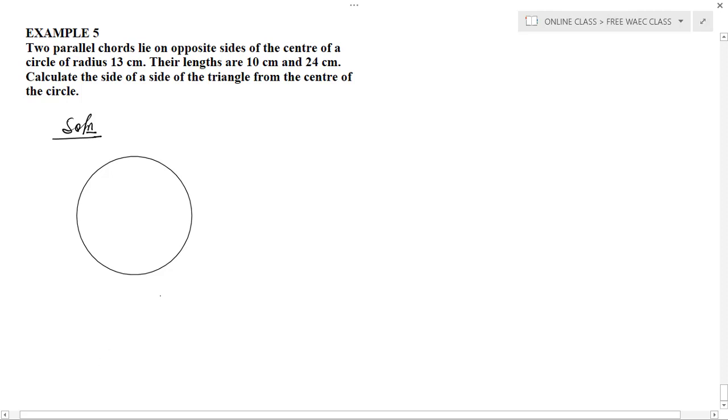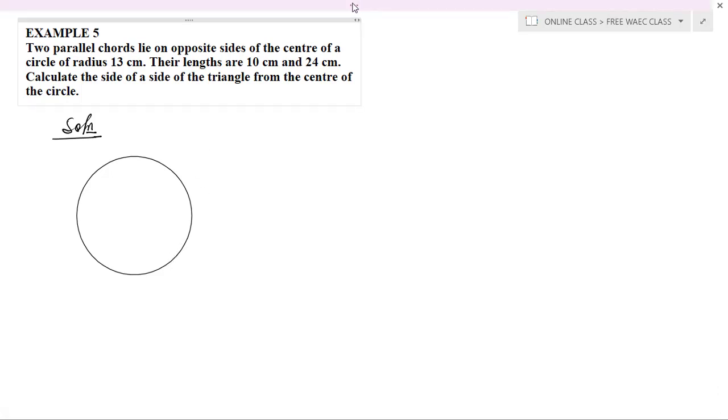Now, according to the question, two parallel chords lie on opposite sides of the center of a circle of radius 30 centimeter. Their lengths are 10 centimeter and 24 centimeter. So what are they saying here?